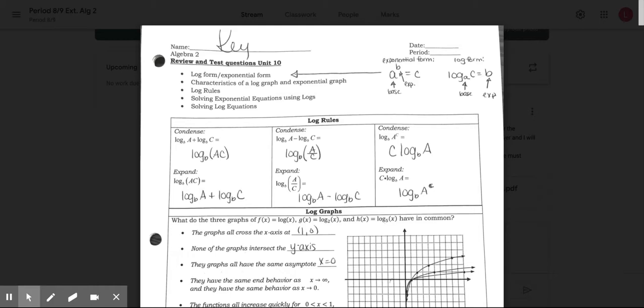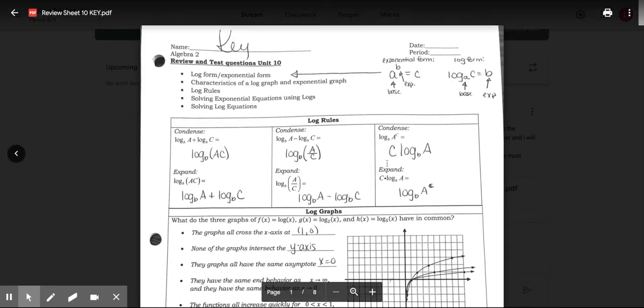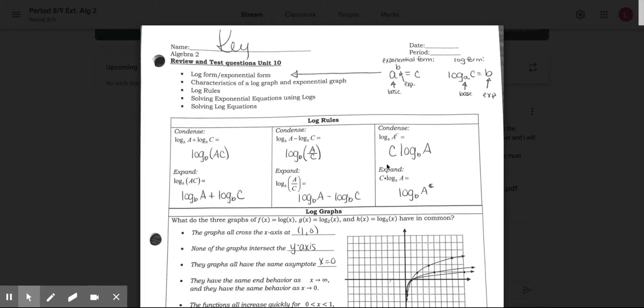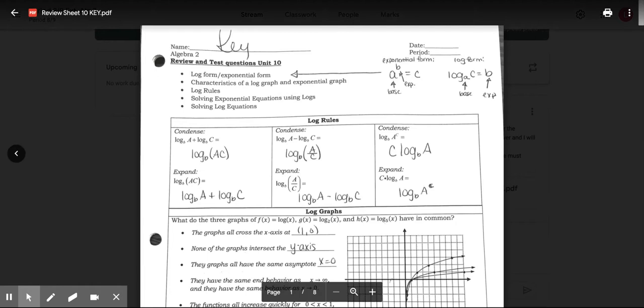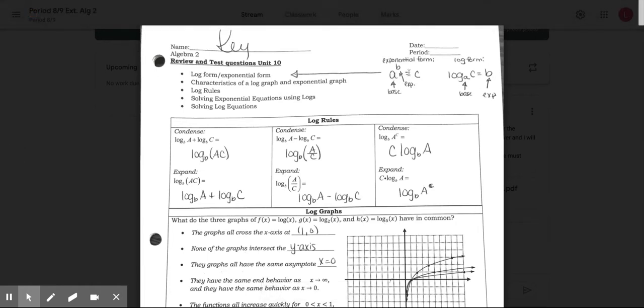First of all, logs are the inverse of an exponential function. So if they ask for the inverse of a log, it's an exponential function. If they ask for the inverse of an exponential function, it's a log. Now, you can also take that exponential form and put it in log form. Okay, so these are equivalent to each other.